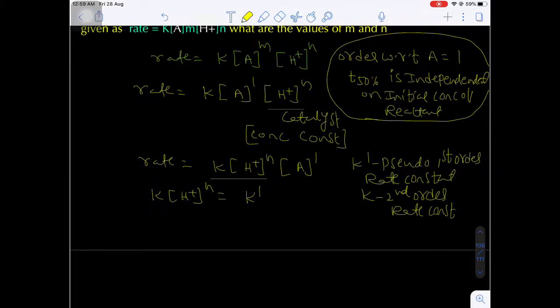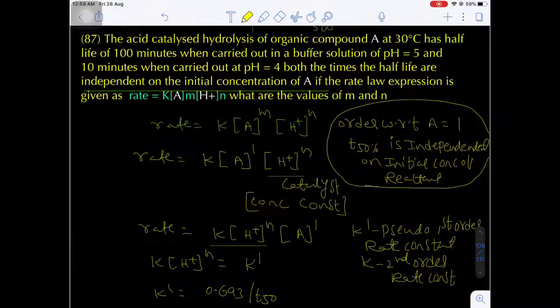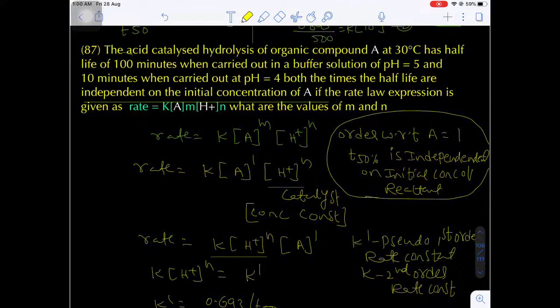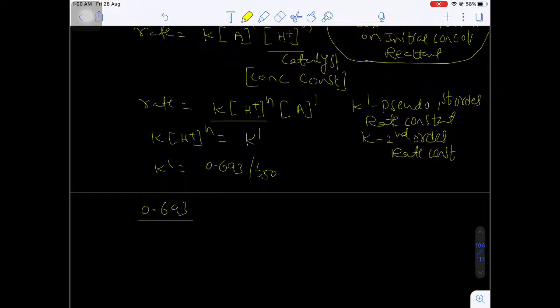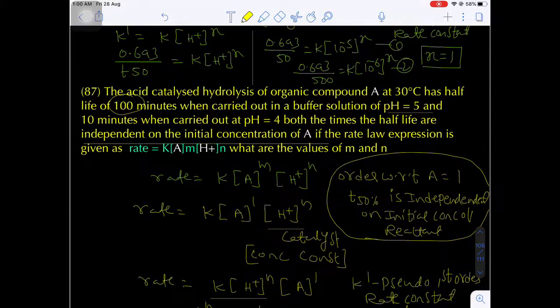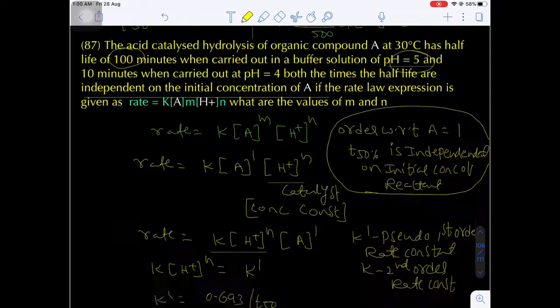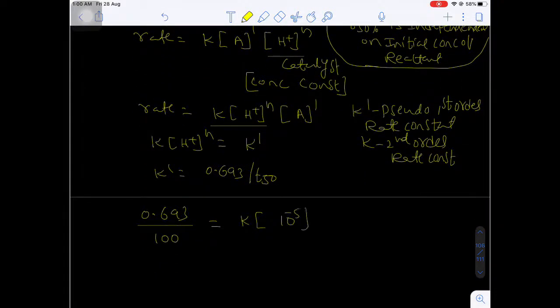Now here, what is the K dash formula? 0.693 by T50. First of all, what is the first half-life given in the question? That is 100 minutes in the buffer solution of pH 5. So I am taking the T50 100 minutes, and 0.693 by 100 will be equal to K into the H plus concentration, 10 raised to minus 5, to the power small n, equation number 1.